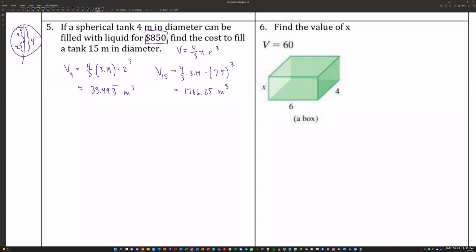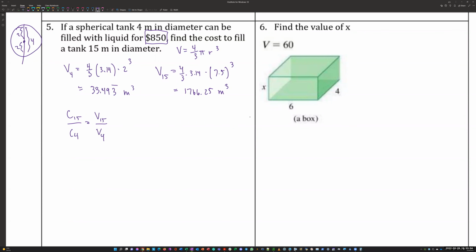All right. So now what I'm going to do is I'm going to write the cost of the 4-meter thing is to the volume of the 4-meter thing, as the cost of the 15-meter thing is to the volume of the 15-meter thing. The cost of the 4-meter thing is 850. Or let's write it this way, actually. The cost of the 15 is to the cost of the 4, as the volume of the 15 is to the volume of the 4.